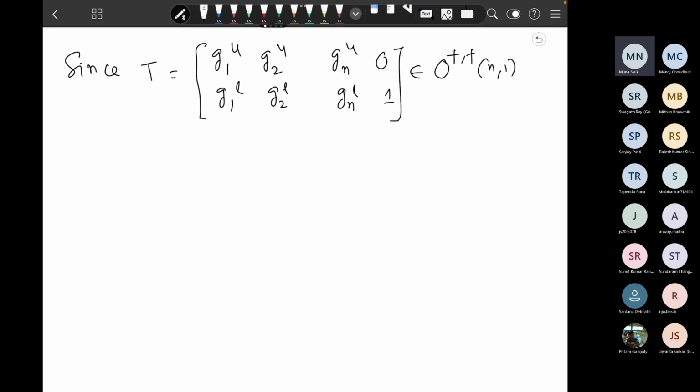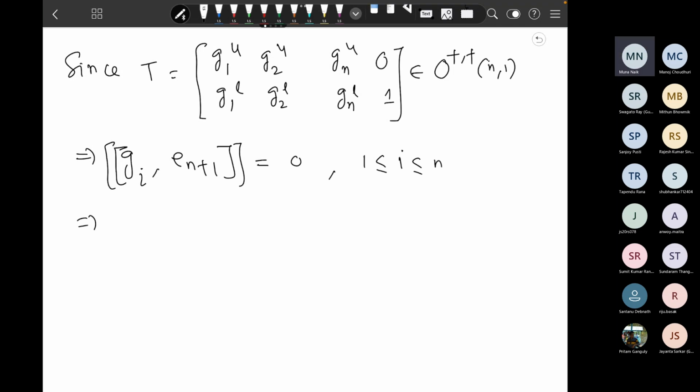So that implies that g_i of u, this is e_{n+1}, is equal to 0 for 1 ≤ i ≤ n. So if you calculate that, g_i(u) is equal to 0 for 1 ≤ i ≤ n. You just expand this, you will get this.